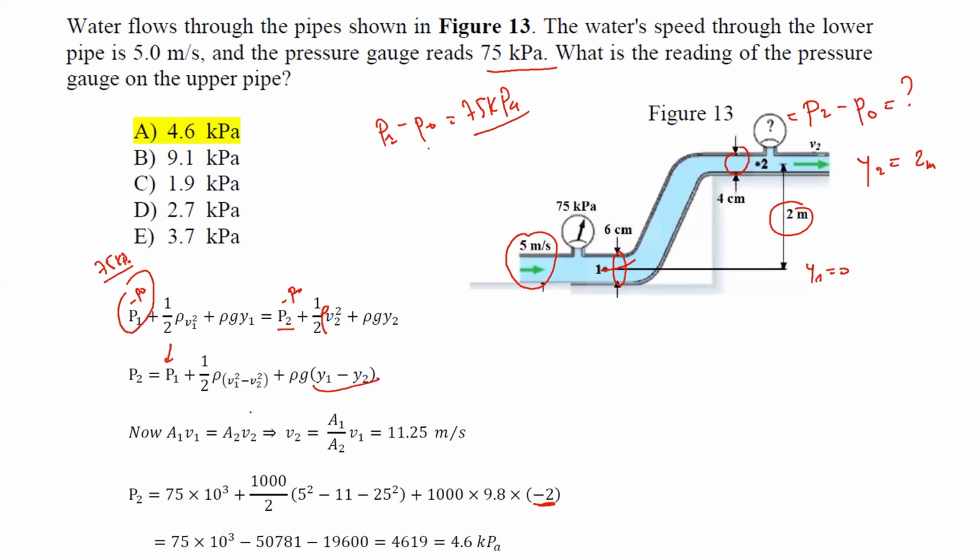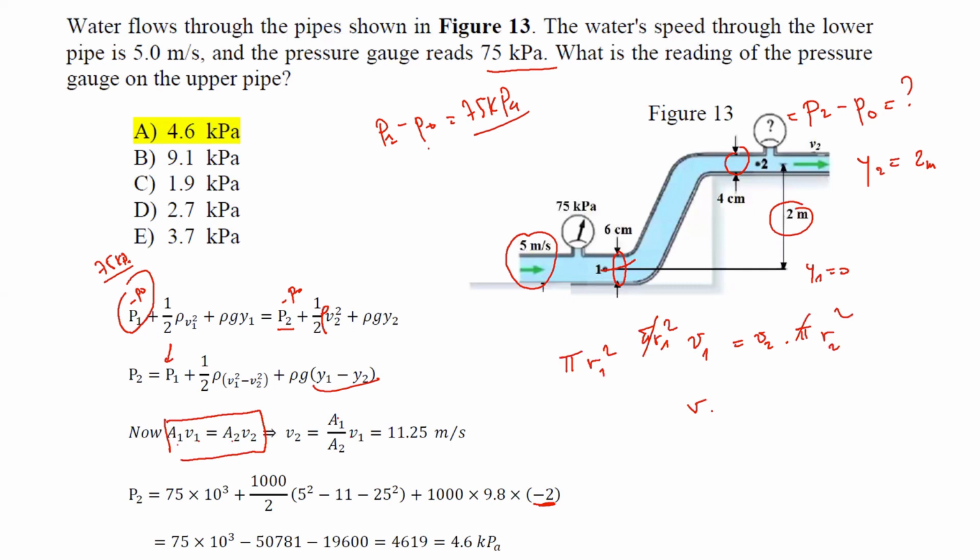Now what is V2? I will use continuity equation. I know that the volume flow rate is constant. A1 V1 is equal to A2 V2. That means V2 is A1 divided by A2 multiplied by V1. Now I can calculate it, because here it's a pipe, so it has a circular, kind of cylindrical shape. What is the cross-sectional area? It will be pi r square. So V1 multiplied by pi r1 square is equal to V2 multiplied by pi r2 square. So the pi, of course, will go away.